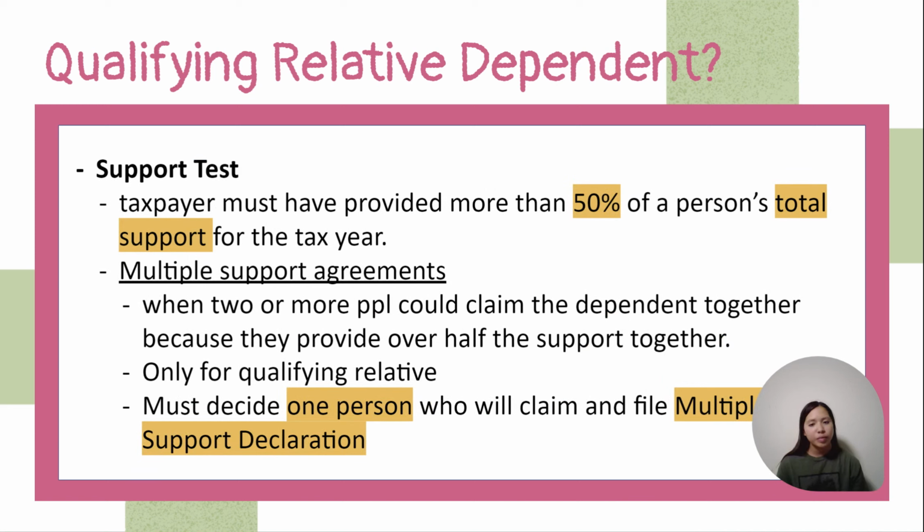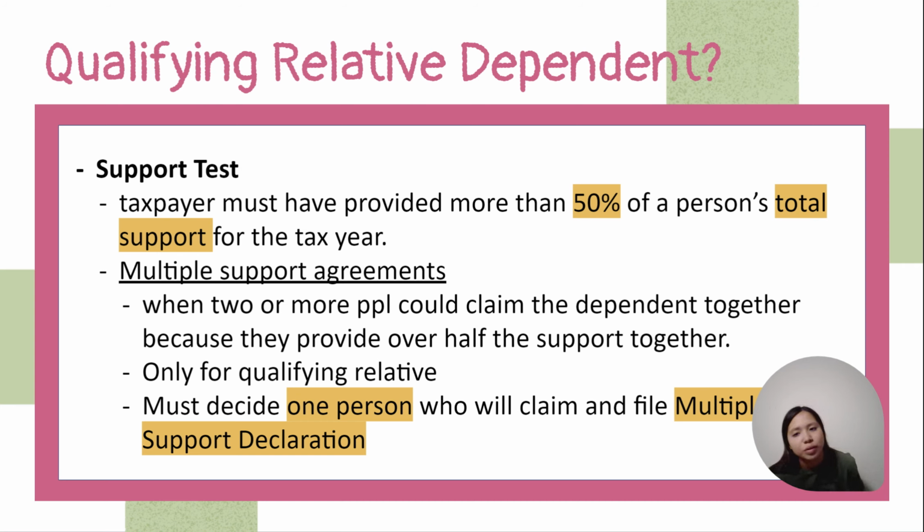So if you have a friend that's living with you all year and they're under the gross income limit, then the last test they have to meet is that the taxpayer must have provided more than 50% of the person's total support. That can include residential expenses, food, shelter, clothing, that sort of thing, like living expenses.